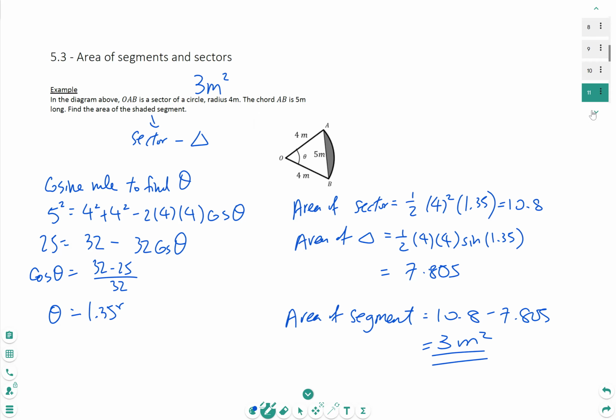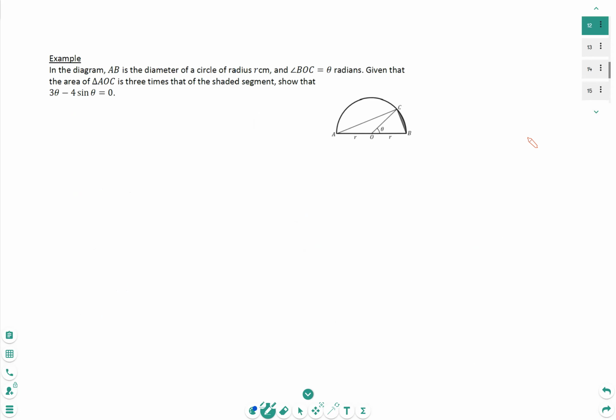Okay. Right. An example. This time, they want you to show that 3 theta minus 4 sine theta equals 0. Slightly trickier. Again, I would suggest you pause the video and have a go yourself first. These are not very hard knowledge, but it's just the application part. The best way to learn to apply in a maths question is to try to think about it yourself first before I give you direction and the cheat. So pause the video, have a go at the question. Whenever you're ready, you can press play.